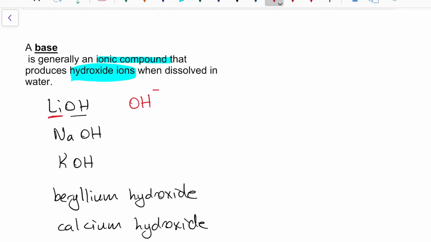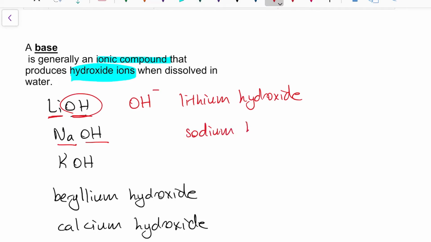So what's this guy's name going to be? It's going to be lithium hydroxide. Lithium hydroxide. It's a base, produces these OH ions. How about this one? Sodium hydroxide. Sodium hydroxide. No fancy names, no fancy mnemonic devices, just name it as you see it. This one, potassium hydroxide. Potassium hydroxide.